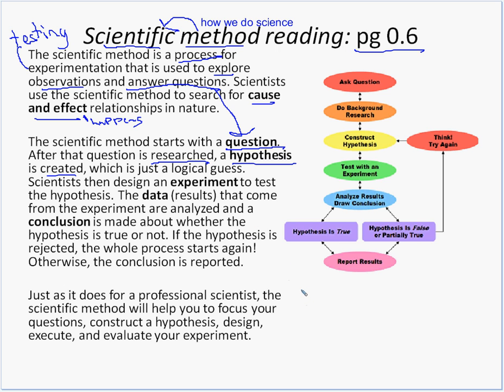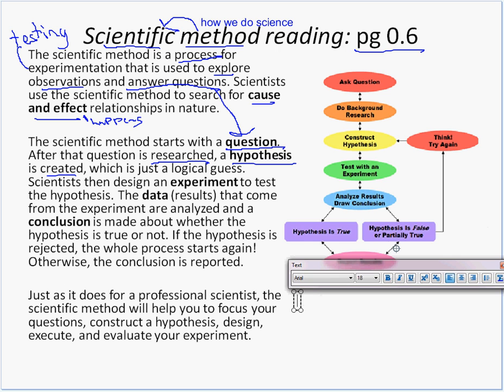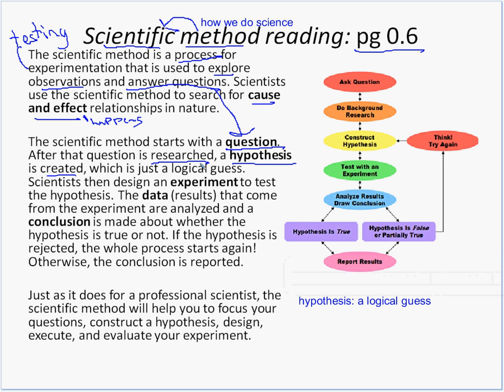Okay, so that's the first real vocab word. So I'm going to define that down here so that I can study it later. So a hypothesis is a logical guess. Great. Okay. Scientists then design an experiment to test the hypothesis. Alright, so that makes sense. So an experiment is just a test for the hypothesis. The data results, I'm noticing this is in parentheses, so I'm guessing that data and results are the same thing. It's just like another word, a synonym.